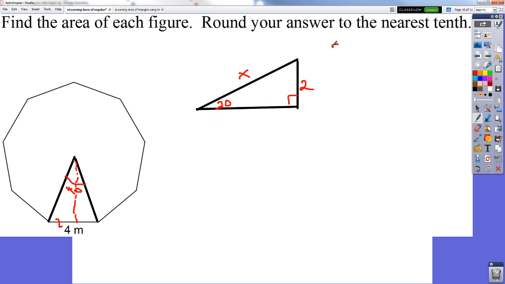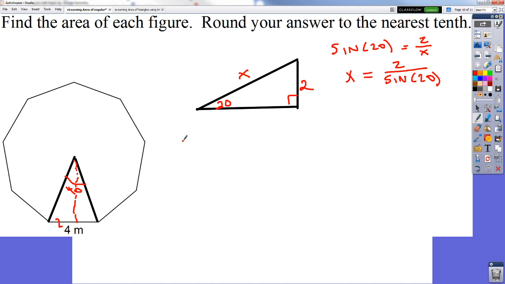Sine of 20 equals 2 over x. So x equals 2 over sine 20. Once we're done with that, we're going to go through and actually solve our problem.